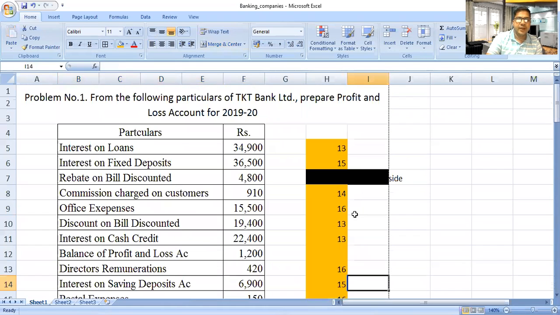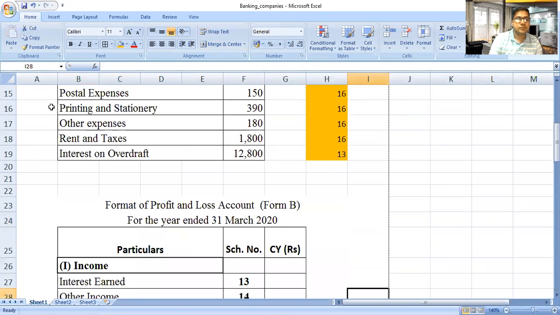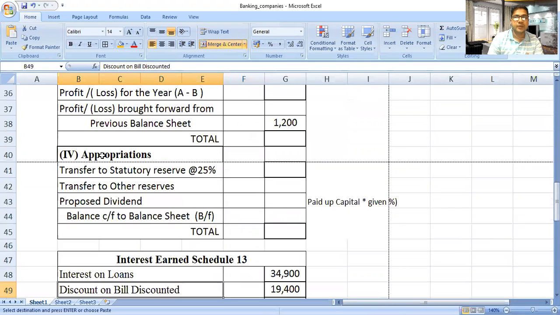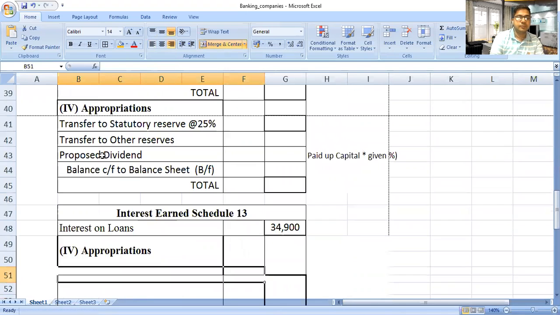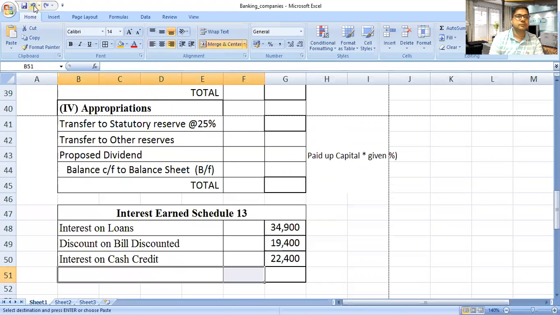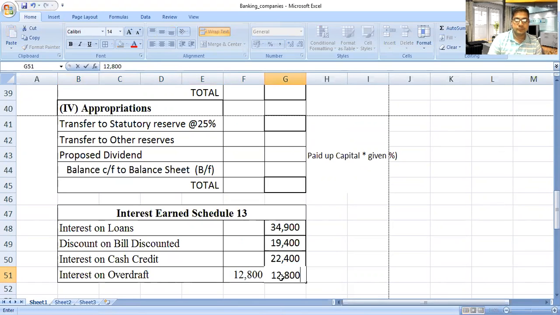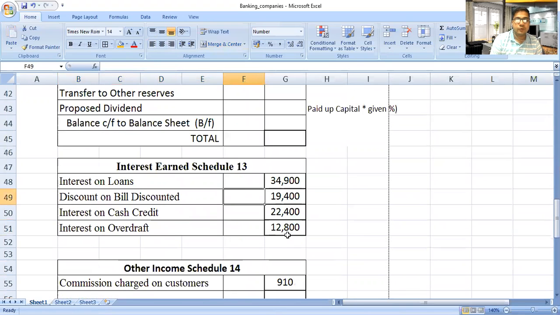After that, one more item remains, that is interest on overdraft, 12,800. It will be considered as schedule number 13. It is income, 12,800. So see friends, all items we recorded. Now what do we have to do? We have to find out the total of each and every schedule.